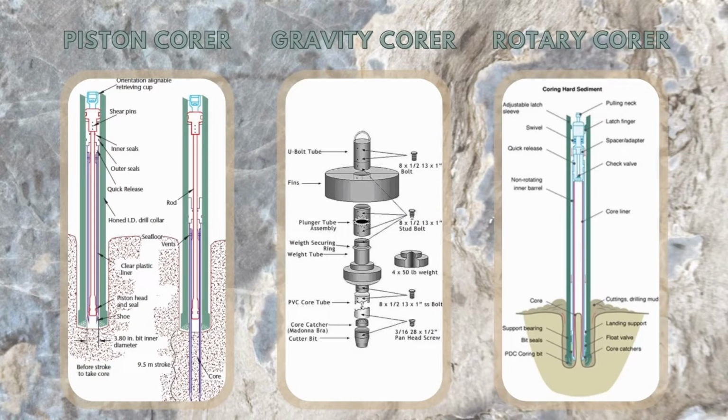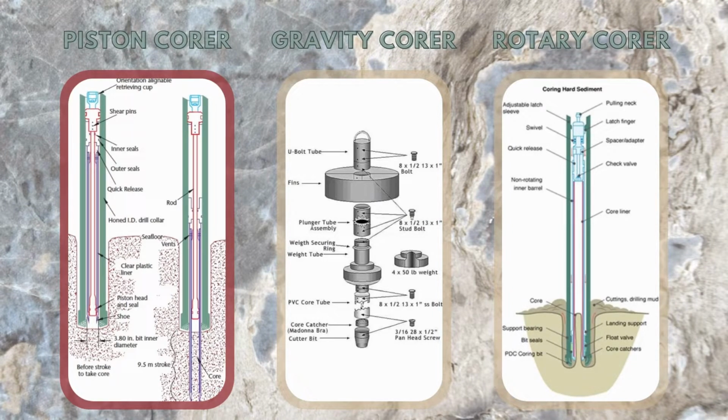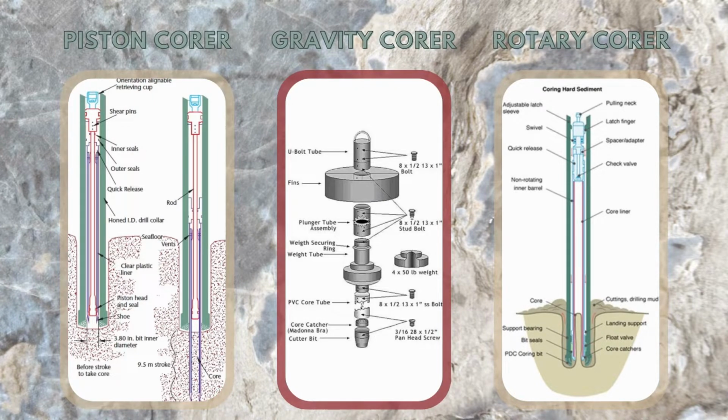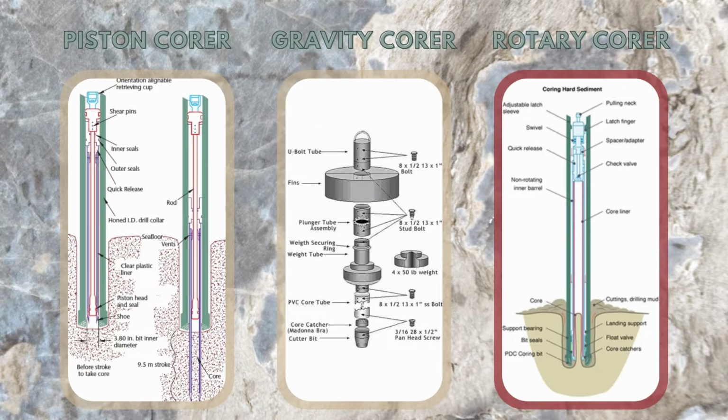In fine sediments, a piston core may be used to shoot the hollow drill pipe through the layers of sediment, or a weighted gravity core may be allowed to free fall into the sediment. In denser sediment or rock, a rotary core barrel is used.